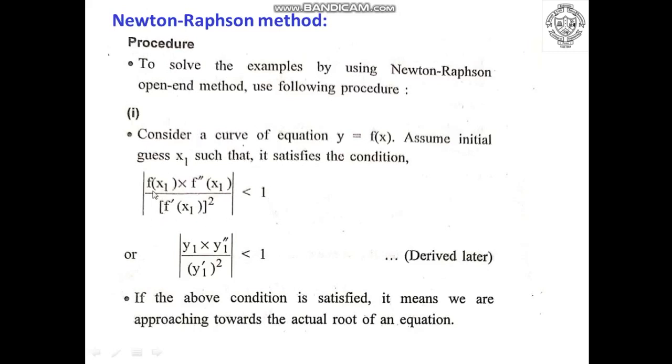The condition is the absolute value of f of x1 into f double dash of x1 divided by (f dash of x1) square must be less than 1, or we can write the absolute value of y1 into y double dash 1 divided by (y1 dash) square must be less than 1. I am going to derive this equation in the next slide, but try to remember this condition, because when you are guessing the value of the first approximated root, you have to consider it.